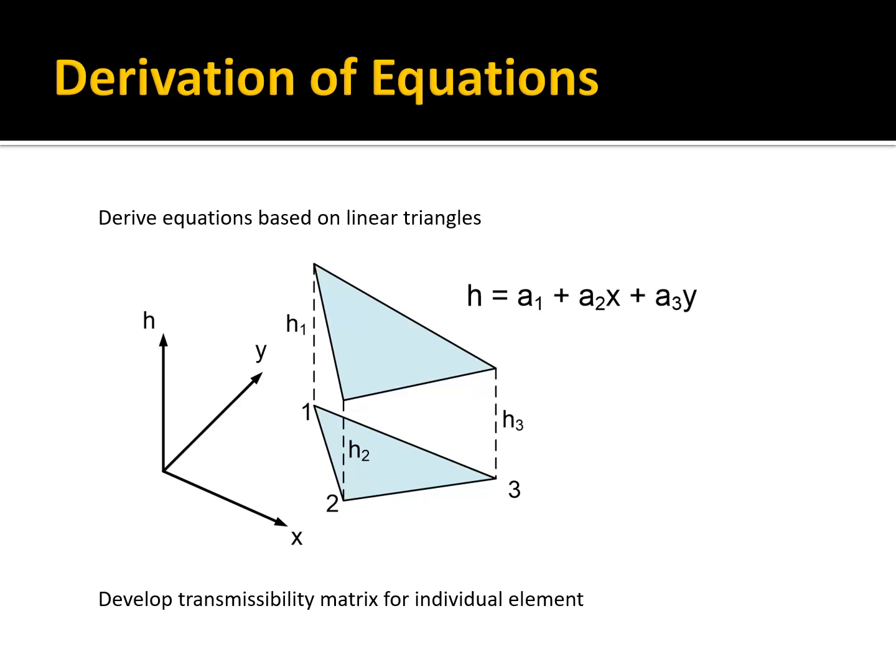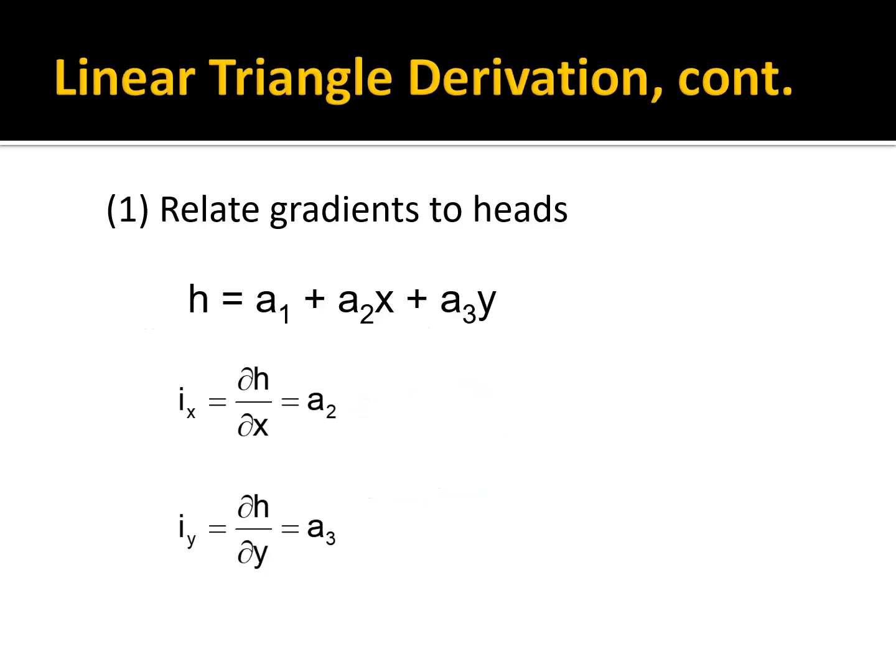So next we're going to develop a transmissibility matrix for the individual elements, similar to what we did for the 1D case, although it gets a little more complicated here. The next thing we do, step number 1 in developing the element matrix, is to relate gradients to heads. So if we take our equation for H and take the derivative with respect to x, we get A2. If we take the derivative with respect to y, we get A3. So it's just a simple derivative of a very simple linear equation, and that's pretty easy, A2 and A3.